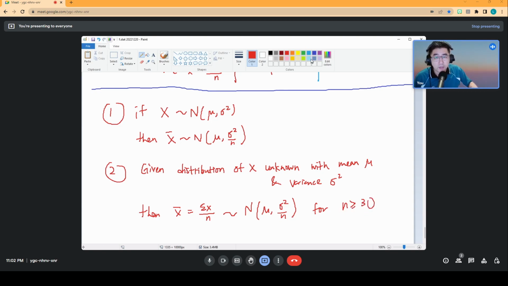That means this tells us that if the sample is big enough, regardless of the original distribution, the sample mean will become normally distributed. This part 2 is called the CLT, the central limit theorem. When it comes to your S2 and further statistics later, the questions will strongly rely on the CLT.